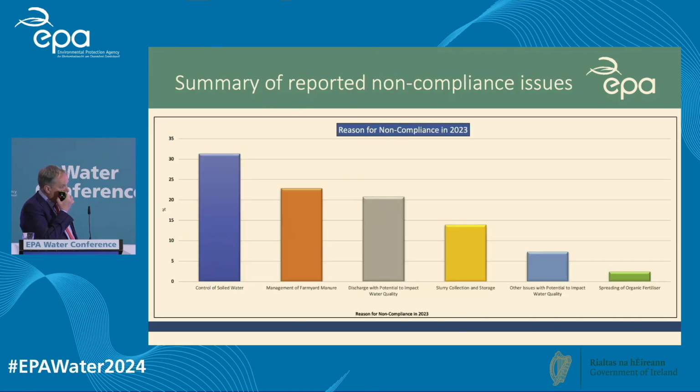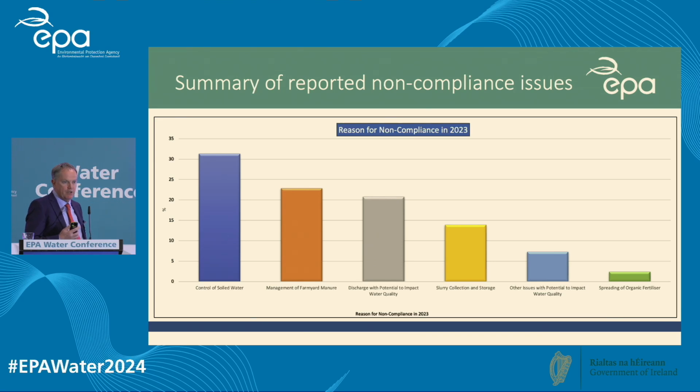What is being detected, or what's coming back in terms of the non-compliances that are reported back to us. And you can see there that the main issues, control of soil water is one of the main issues that is reported as a non-compliance. And that could be, for instance, soil water running into the drainage ditches or into surface waters. Secondary there is the management of farmyard manure. Again, that could be just runoff, not controlled. So a lot of these are management practices that are being detected by local authorities doing their inspections.